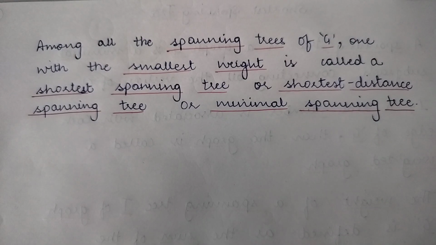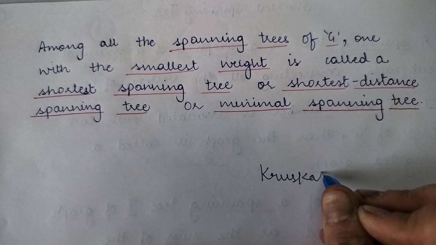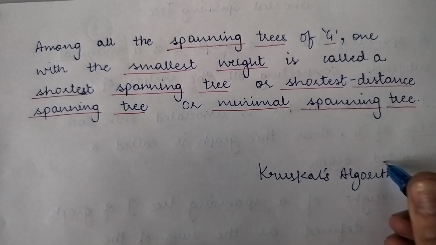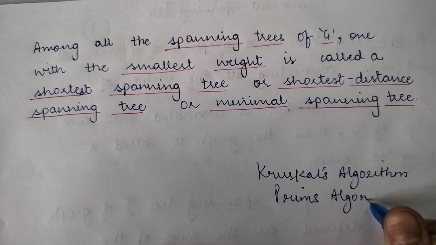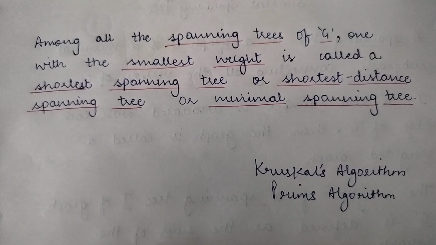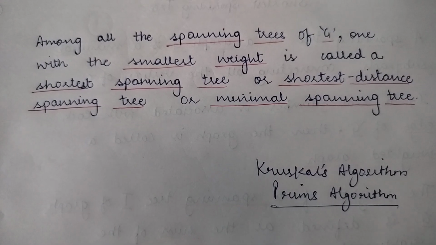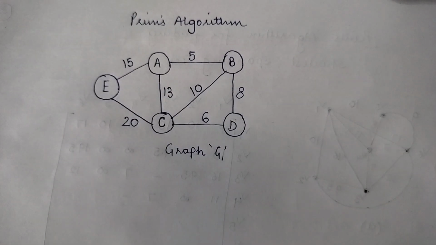Now, how do we find the shortest distance spanning tree, or the shortest spanning tree, or the minimal spanning tree? Basically, there are two primary algorithms for finding out the shortest distance spanning tree. One is your Kruskal's algorithm, and the other is your Prim's algorithm. We are going to study both these algorithms to find out the shortest spanning tree, and in today's video we will study Prim's algorithm.